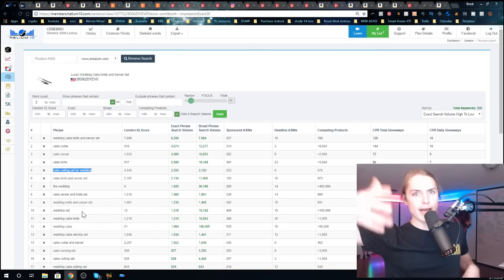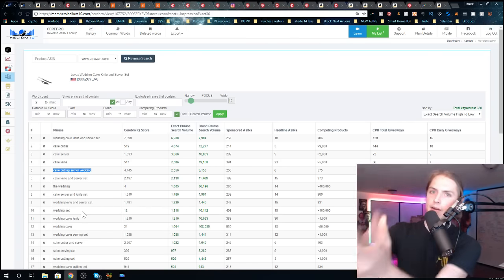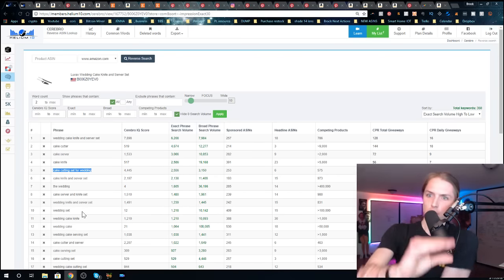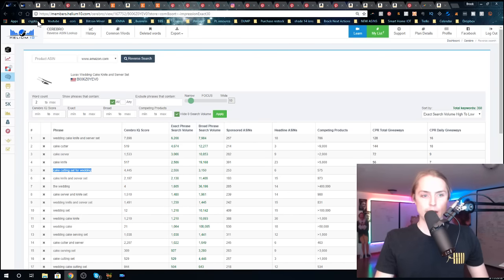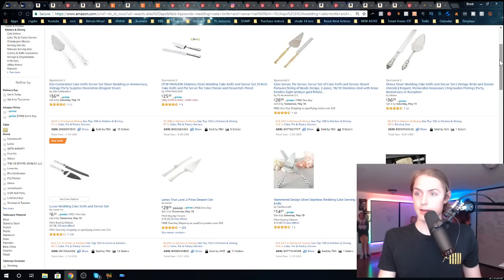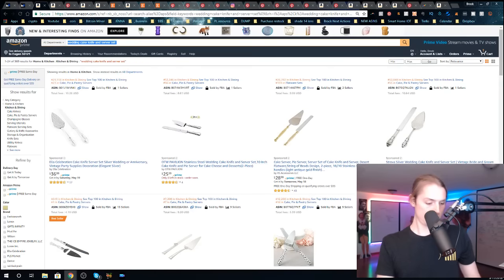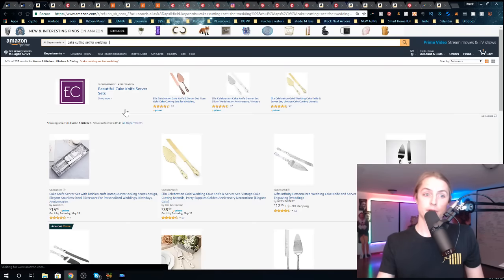So there isn't one massive keyword, but there's a set of thousands of keywords that happen here. So I would be collecting all of these different keywords and then putting that in. Cake cutting set for wedding.